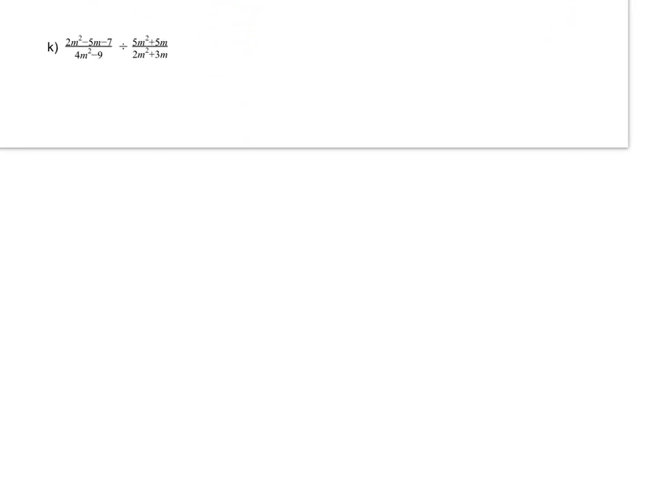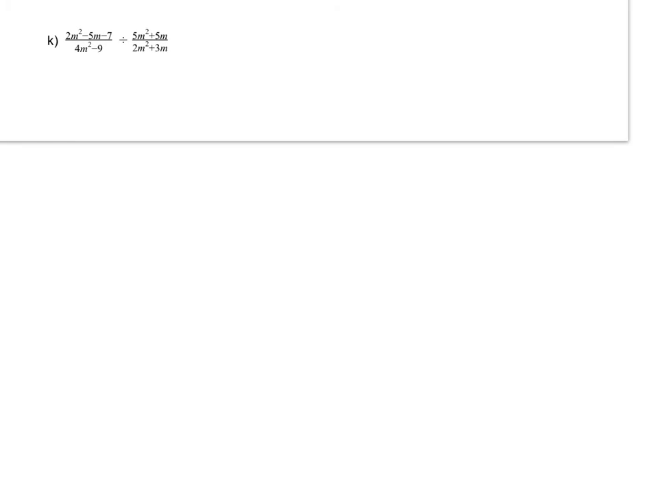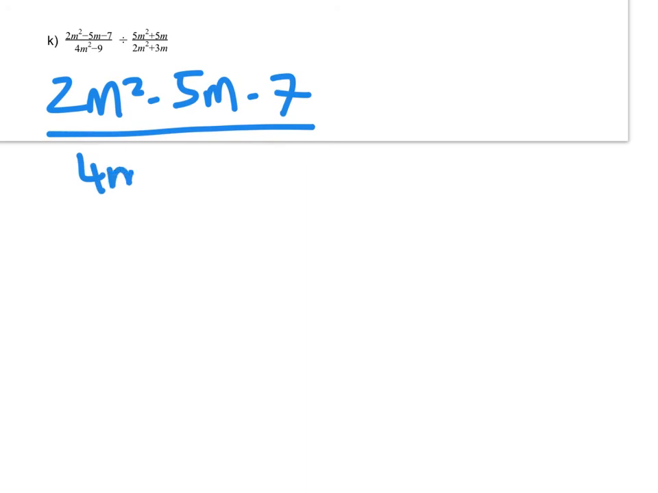Okay, let's look. So here's a division one. Now be careful because it's division. So when you see a division sign, the first thing you do is keep, change, flip. So I'm going to write it out: 2m squared minus 5m minus 7 all over 4m squared minus 9.